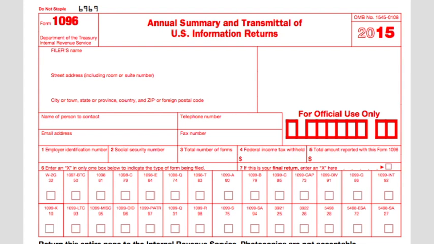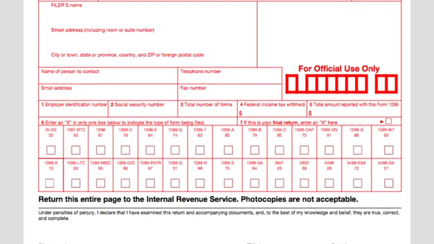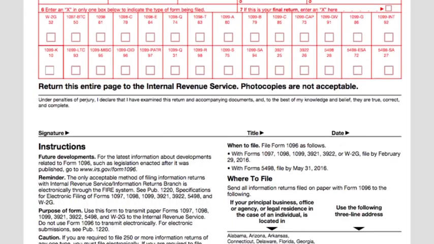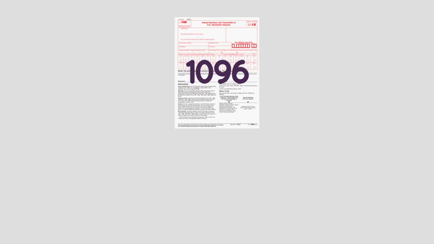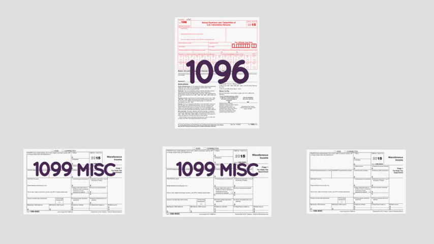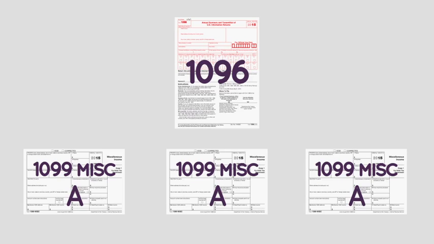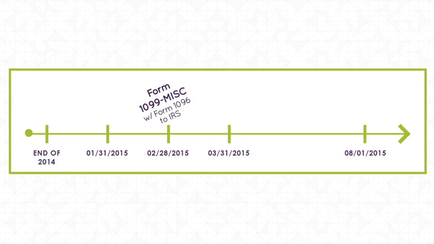Form 1099-MISC is an informational form, which to file with the IRS, you must use Form 1096, Annual Summary and Transmittal of U.S. Information Returns. Form 1099-MISC has multiple copies, so you attach the A copies for all the Form 1099-MISCs you are required to file to one Form 1096. Then you file the Form 1096 with the attached A copies by February 28, 2015 for the 2014 tax year.